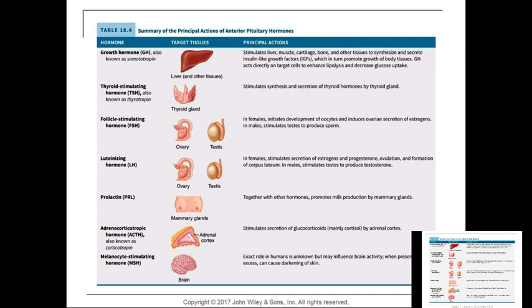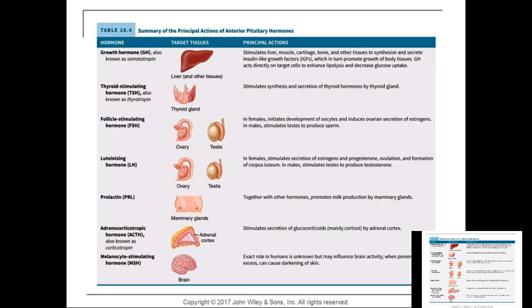So when you think of growth hormone, we're thinking that it's going to stimulate the liver, and it's going to stimulate muscle and cartilage and bone and other tissues to synthesize and secrete insulin-like growth factors, which in turn promotes growth of the body tissues. When you look at TSH, thyroid stimulating hormone, it's going to stimulate the synthesis and secretion of thyroid hormones.